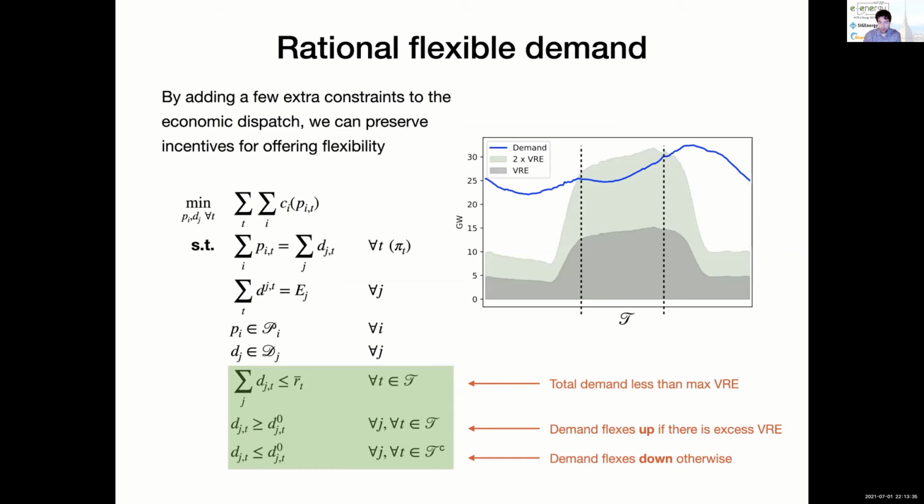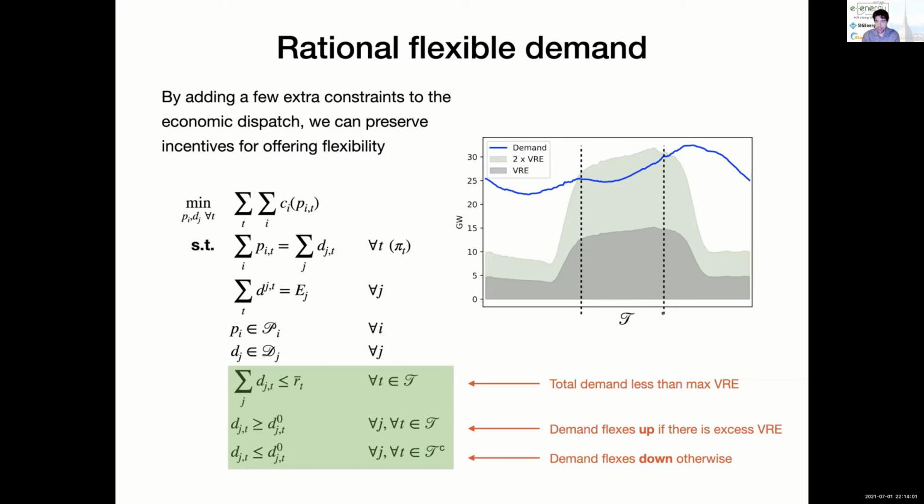All right, so we propose in this paper a mechanism to address this incentive issue so that demand is incentivized to offer flexibility. We do so in the following way. The top part of this optimization problem is what we saw in the previous slide. We're going to add 3 sets of constraints to this optimization problem, and I'll briefly describe what they're doing.